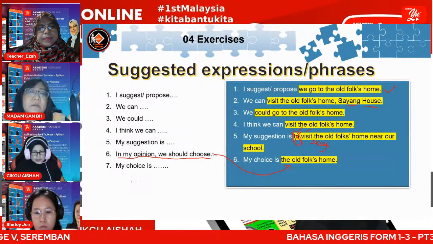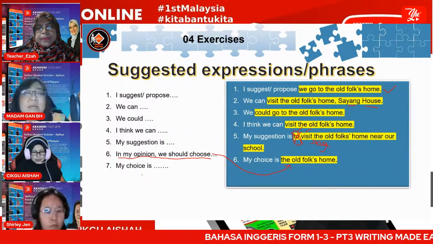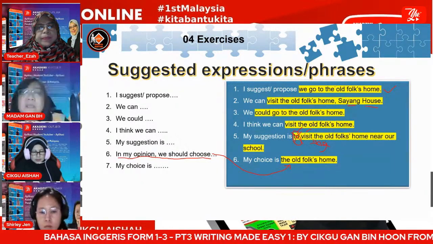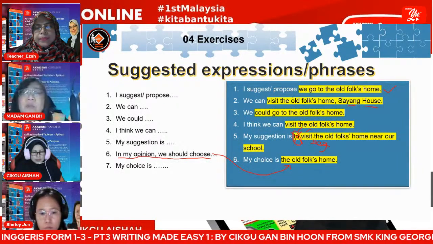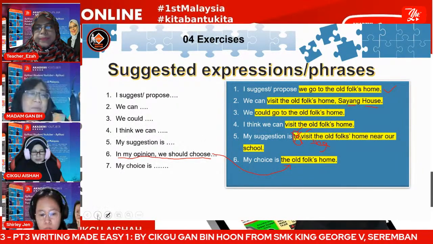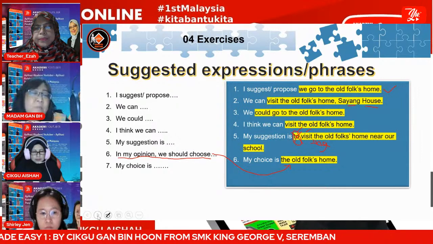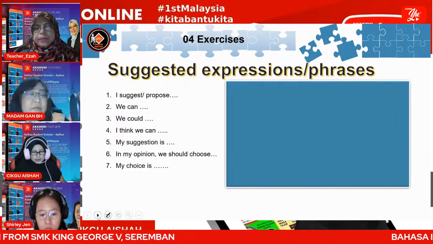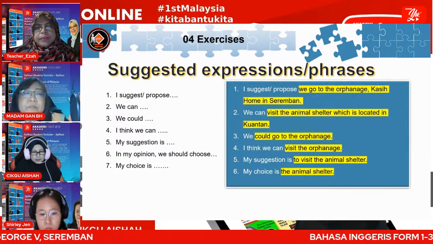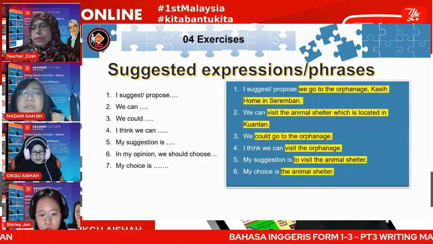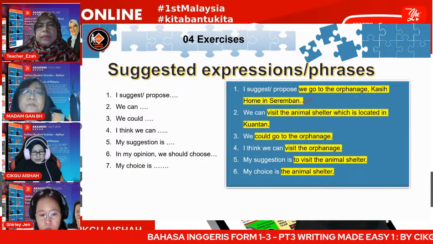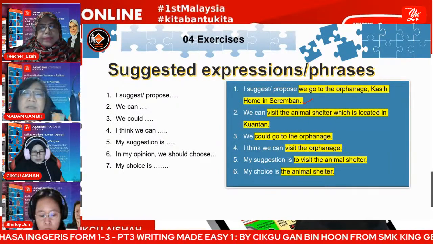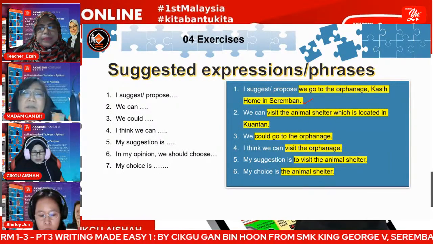So you can see here, all the seven suggested sentences are short, but they are precise. Short and precise mean straight to the point, where you want to go. Remember, don't write fancy vocabulary here. Next, these are examples for the other places. "I suggest we go to the orphanage Kasih Home in Seremban." If you want to choose orphanage. Or you can say, "We can visit the animal shelter, which is located in Kuantan." You can use it.